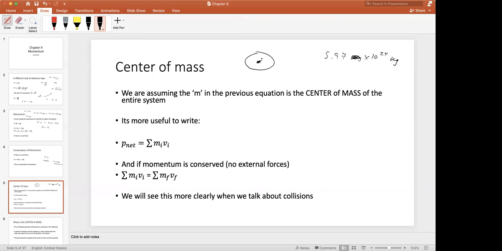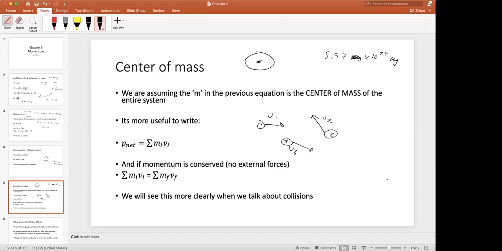And why we need it is we see that the net momentum is all the mv's for each particle. What this means is I could have a system with 3 different masses, and each of these masses has its own velocity vector, right? So this is v1, and this is v2, and this is v3 initially. And so what I'd have to do to get the net momentum is multiply the mass of 1 times v1, plus the mass of 2 times v2, plus the mass of 3 times v3.